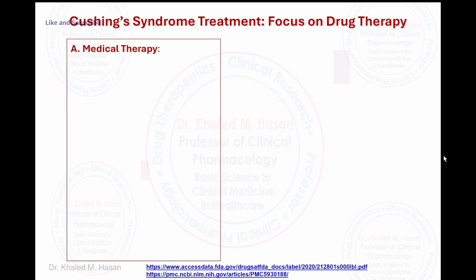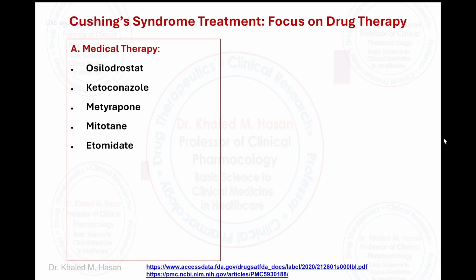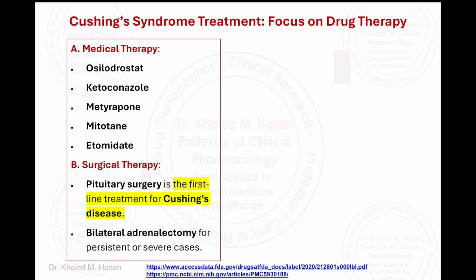Cushing syndrome treatment focuses on drug therapy. Here we try to focus on medical therapy. We have osilodrostat, then ketoconazole, then metyrapone, then mitotane, and etomidate. Then we have surgical therapy. Again, highlight that the first line treatment will be surgical therapy.